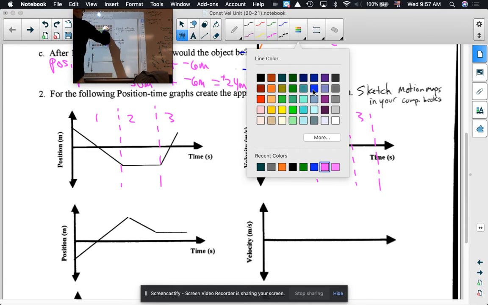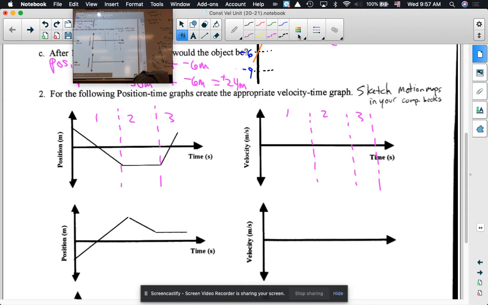Oh, hold on. Let me write this down. Here's the thing. What is it about the position time graph? What do we have to look at to know what's going on with the velocity graph? What is it about these lines that we have to know? I hope you're thinking the word slope right now. We have to know the slope of the line.